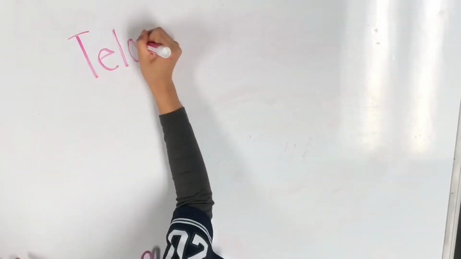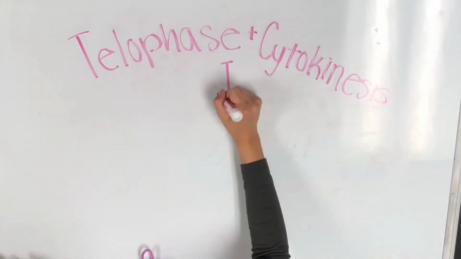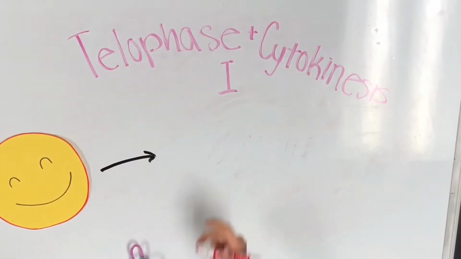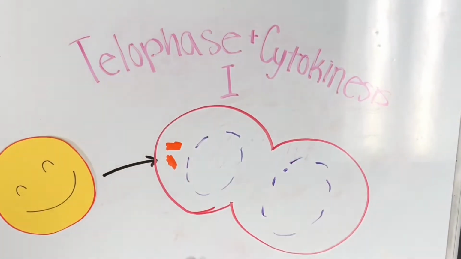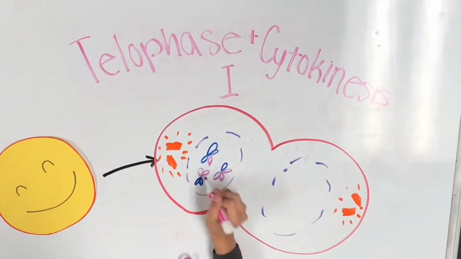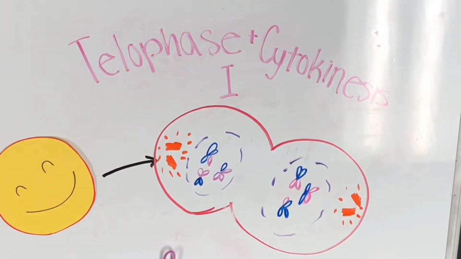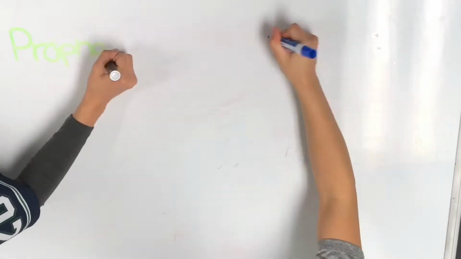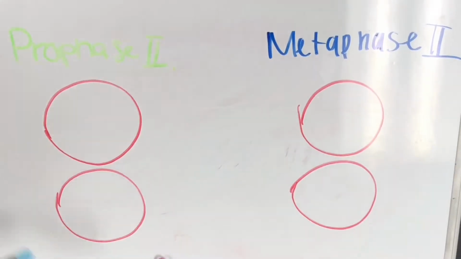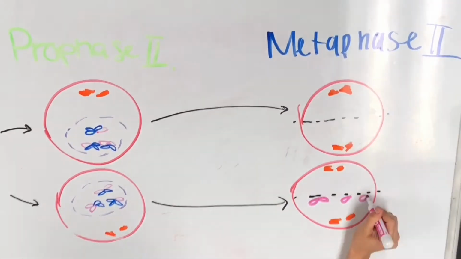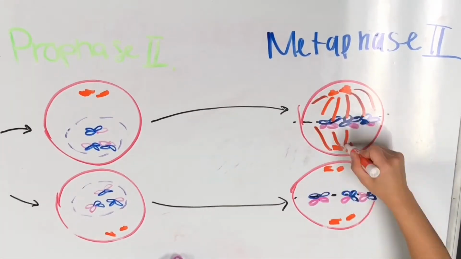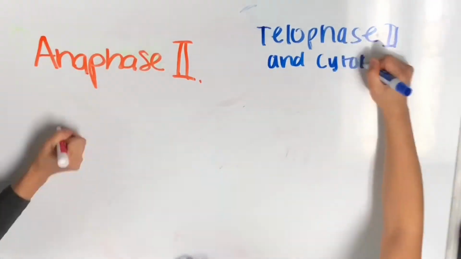In telophase 1, the nuclear membrane reforms around each set of chromosomes. In cytokinesis, the cell splits, resulting in 2 daughter cells. This marks the end of meiosis 1, which as you can see yields 2 non-identical daughter cells. To form haploid gametes with 23 chromosomes each in humans, the same process starts again and goes through meiosis 2, this time resulting in 4 haploid cells.